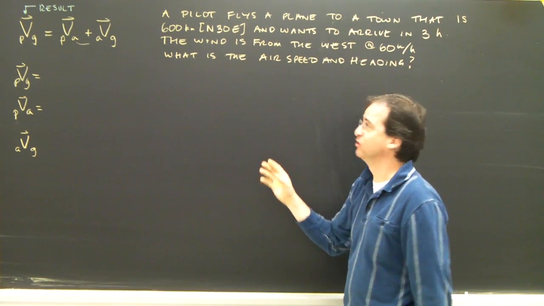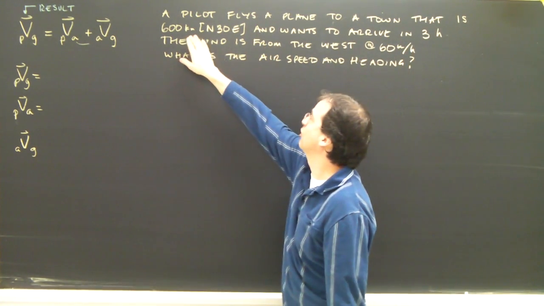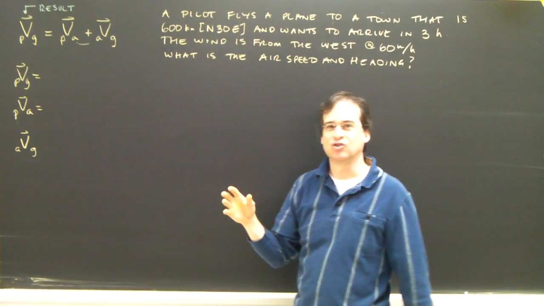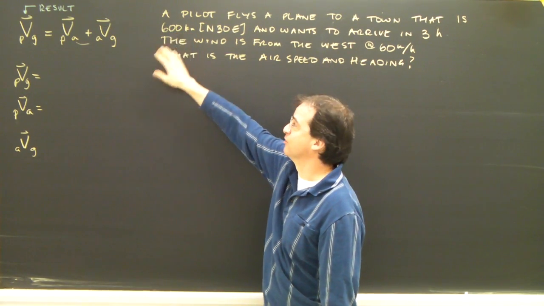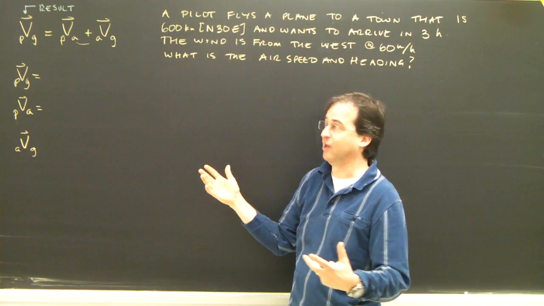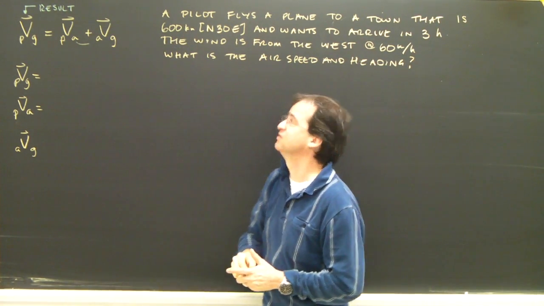One of the things you'll notice is, in the question, a pilot flies a plane to a town that is 600 kilometers north, 30 east. So I'm giving you a displacement here. It's not a velocity. The velocities are usually big numbers around that amount too, so you've got to be careful and look at the units. But this is where the town is.